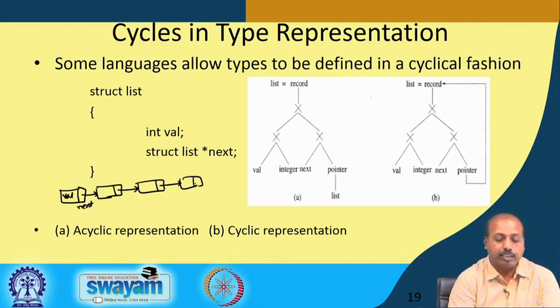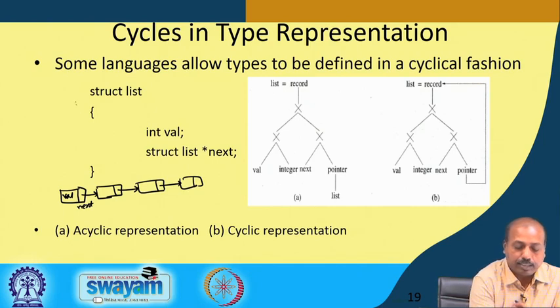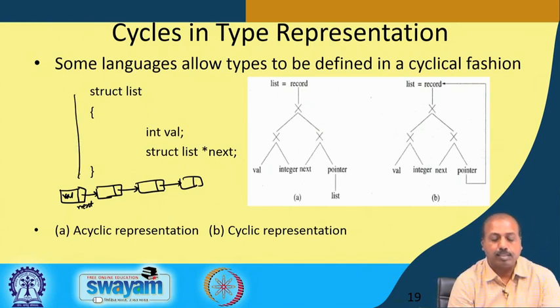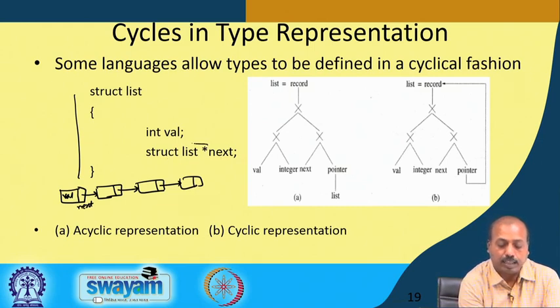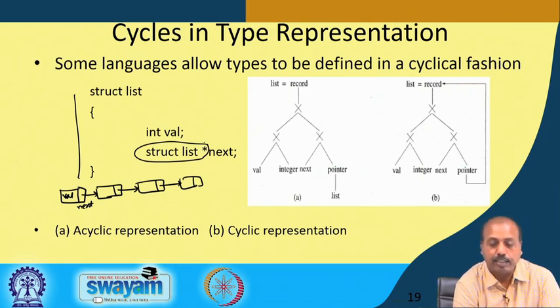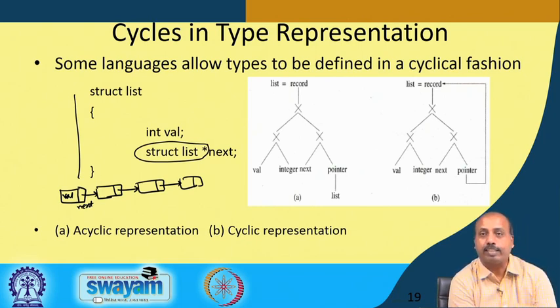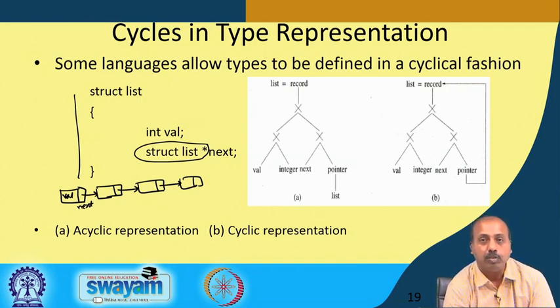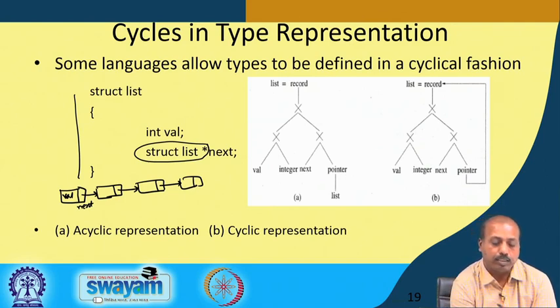Now, how do we represent the type? In C language the syntax for that is something like this. We define the value and the struct list star next. This part, struct list star, constitutes the type of the variable next. So, next is a variable of type struct list star, that is, it is a pointer to structure list. So, this is a pointer to that.